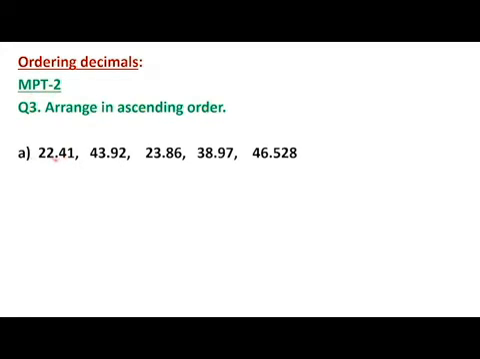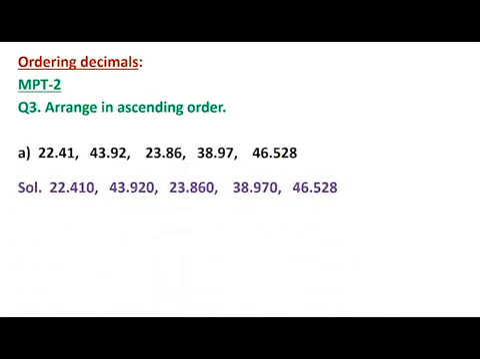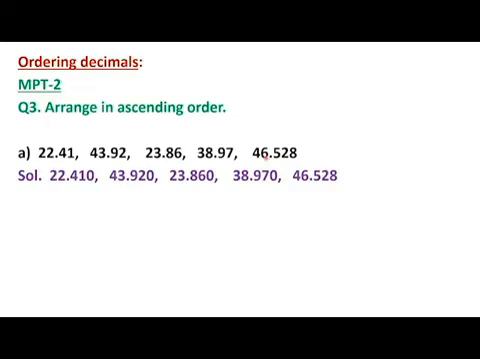You can see the numbers here: 22.41, 43.92, 23.86, 38.97 and 46.528. First of all, these are all unlike decimals, so we will make them like decimals first. Here you can see the maximum number of decimal places is 3, that is in 46.528. So we will make all the decimal places 3. So 22.41 will become 22.410. Then 43.92 will become 43.920. In that way we'll make the decimal places the same in all the numbers.